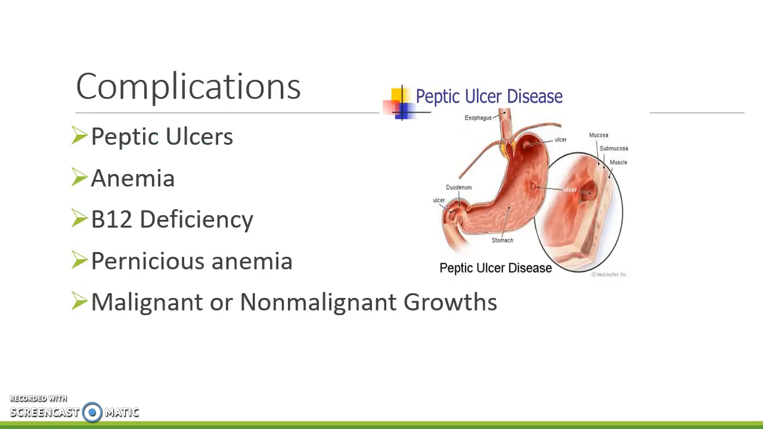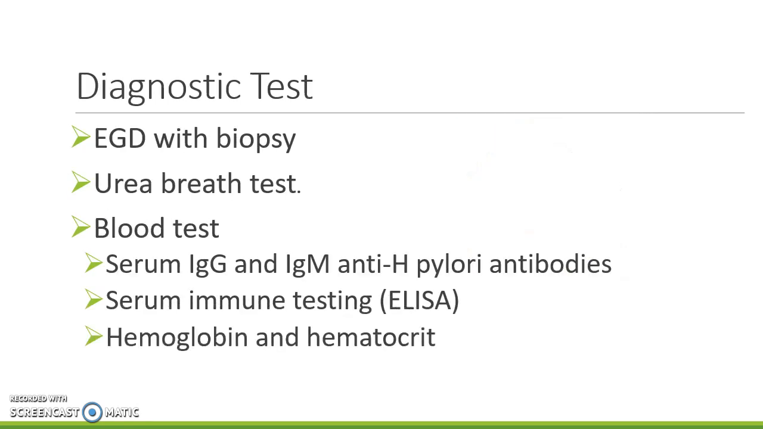Complications could include peptic ulcers, and the picture shows peptic ulcers there, anemia, B12 deficiency, pernicious anemia, and malignant or non-malignant growths. Diagnostic tests are the EGD with biopsy, the urea breath test, which measures the urease that's released by the H. pylori, blood tests, and the ELISA test, which is an enzyme-linked immunosorbent assay. And of course, hemoglobin and hematocrit to identify any blood loss and to see the extent of it.